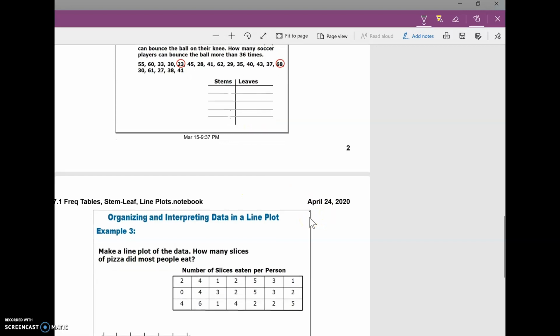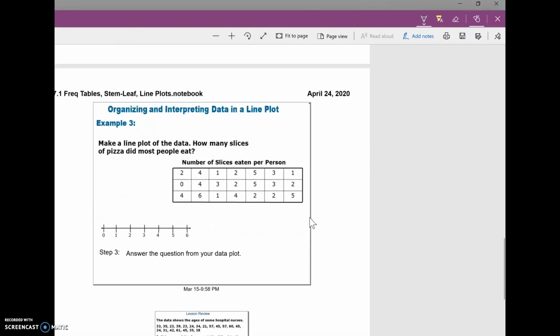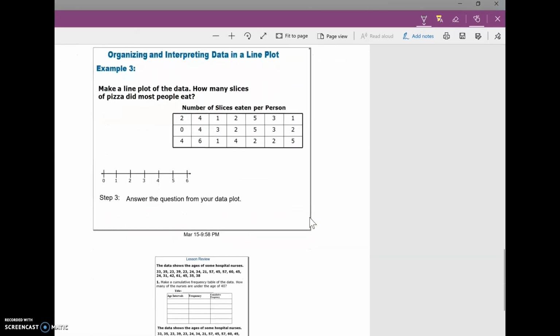All right, next is a line plot. And a line plot is a good way to show what you have the most of and what you have the least of. So you would make a number line, and you would look and see, okay, my smallest number is 0, and my largest number is 6. So you'd make a number line counting by ones, going up to 6. If your numbers have a really wide range, like they're 100 across, then maybe you'd want to have your scale go up by tens. Okay, what we're going to do is make a line plot for this.